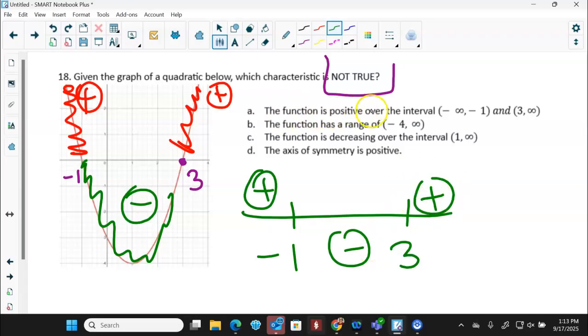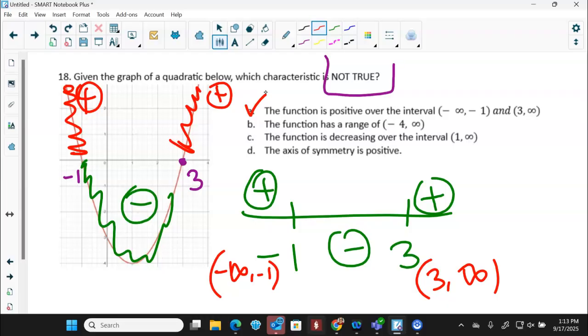So it says the function is positive over, where is it positive? It's positive on the outsides. So negative infinity to -1 right here, and 3 to infinity. This is where I see positive. So let's check if our numbers check. Very good. This is true. We're looking for not true, okay?